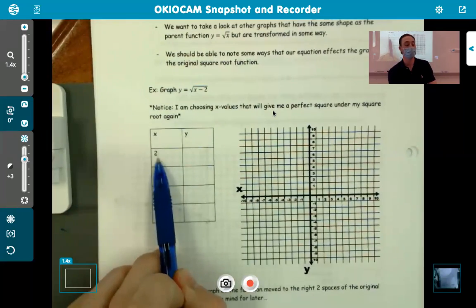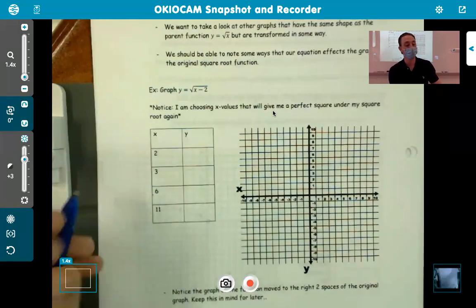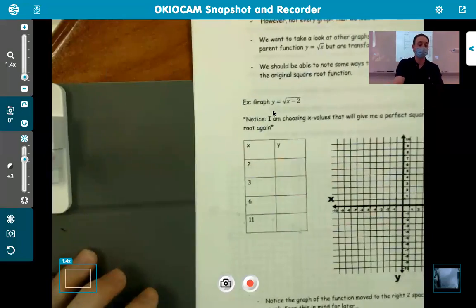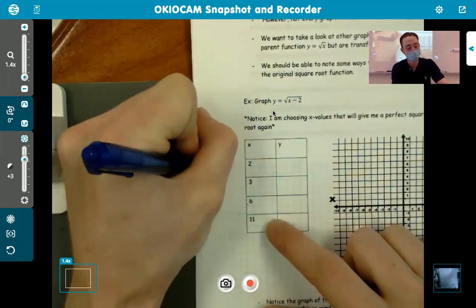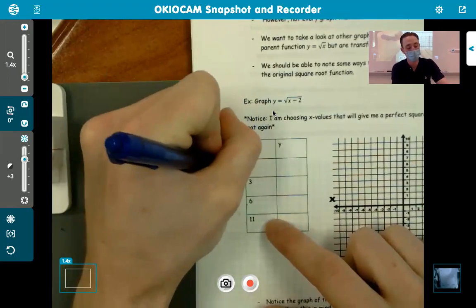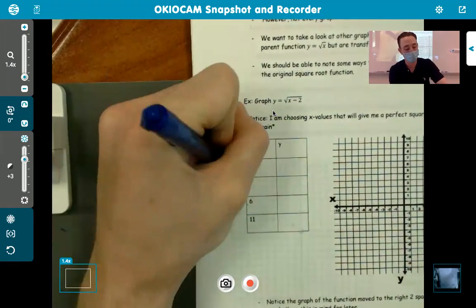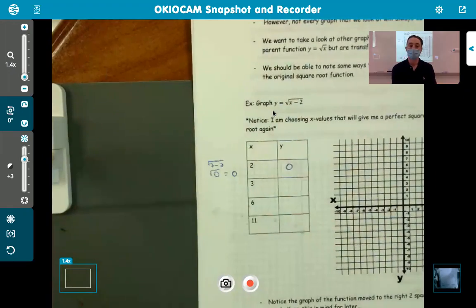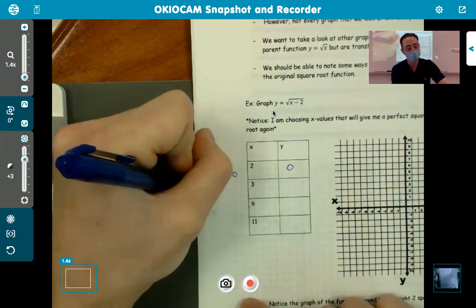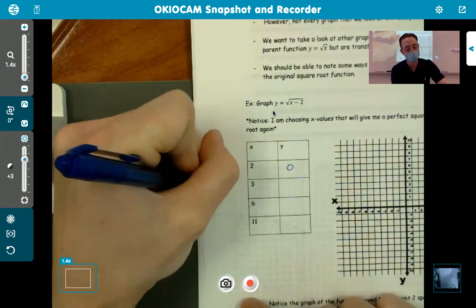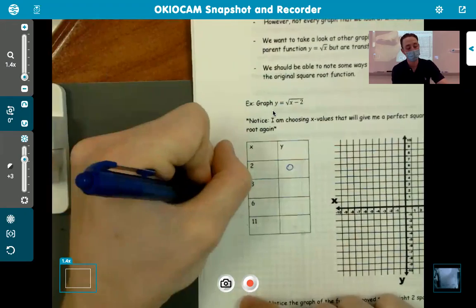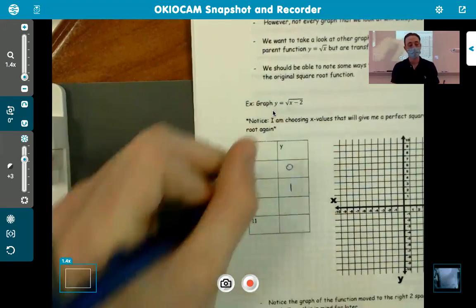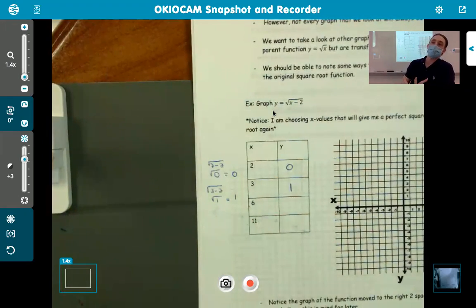So if I plug in 2, I'll have the square root of 2 minus 2, which is the square root of 0. And what's the square root of 0? 0. Good. When I plug in 3, I have the square root of 3 minus 2, which is going to give me what? 1. And what's the square root of 1? 1.